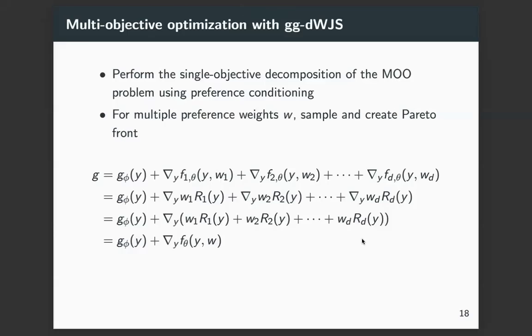So again, think about the data set that we have. Now think about, we have D different attributes for a specific antibody, and we combine the attributes with weights. In our case, we assign some random weights, then we make another data set, and then we learn the discriminator given the weights. And then at inference time, for multiple preference weights, you sample a lot of sequences and create a Pareto front. A Pareto front essentially means the samples that are the best among all the other samples.